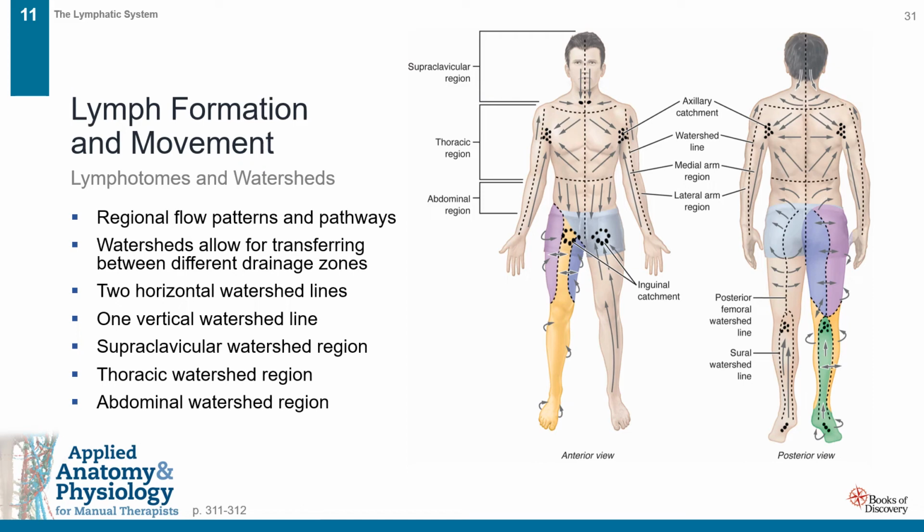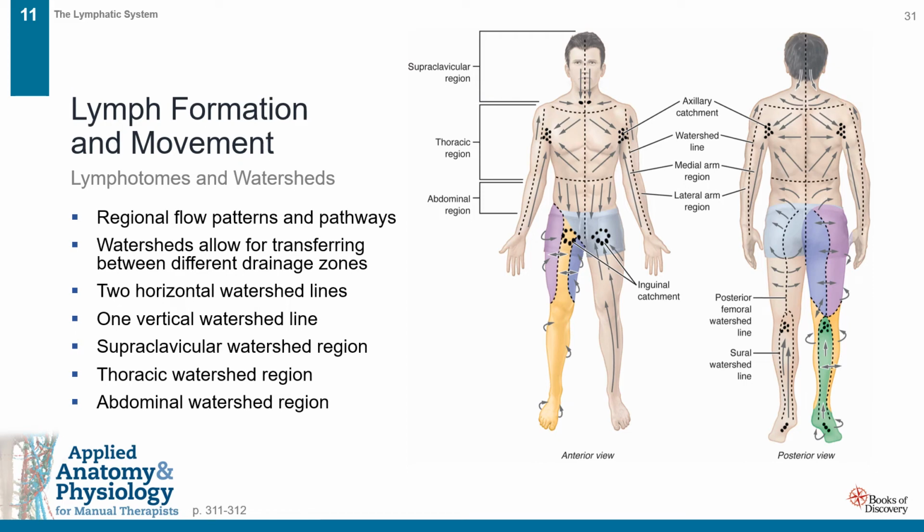In several regions of the body, thin areas of tissue that contain a high concentration of anastomoses connect collector vessels from one lymphodome to those in an adjacent region. This zone between lymphodomes is called a watershed because the presence of an anastomosis allows lymph to flow in either direction through the zone. Watersheds are functional boundaries rather than rigid physical structures. They allow for transferring lymph between different drainage zones.